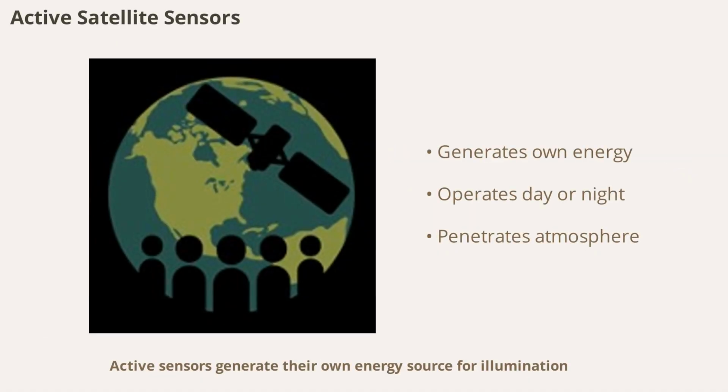Active sensors generate their own energy source for illumination, often operating in the microwave portion of the spectrum. This allows them to penetrate the atmosphere under most conditions and collect data day or night. Active sensors are used for a variety of applications, including meteorology and surface observation. Examples include LIDAR, radar, and scatterometers, which provide detailed information about Earth's surface and atmosphere.